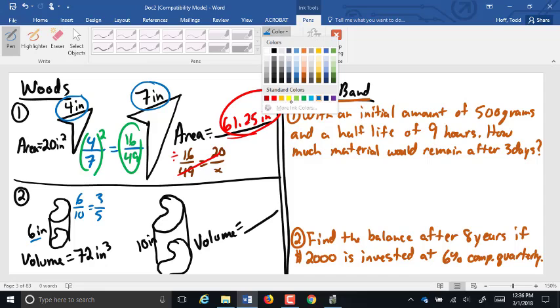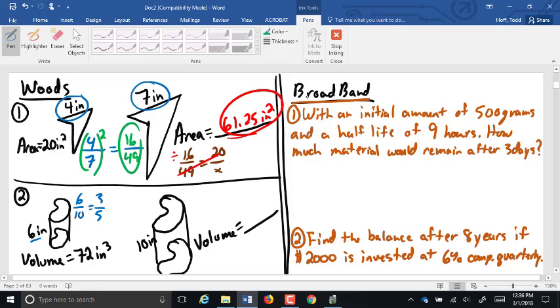Now, this is a ratio of volumes. What are we going to do with that? Cube it. So that 3/5 has to be cubed. What's that become? There we go. 27 over 125.